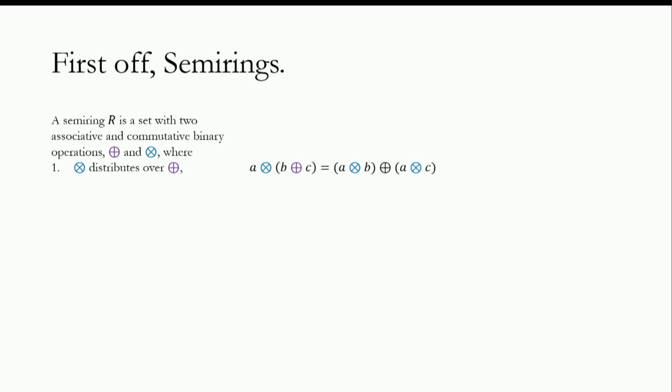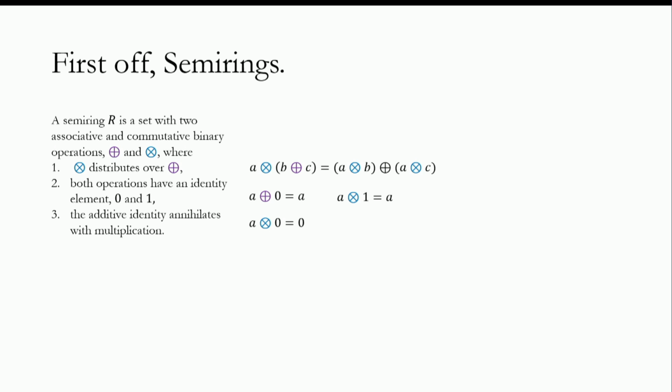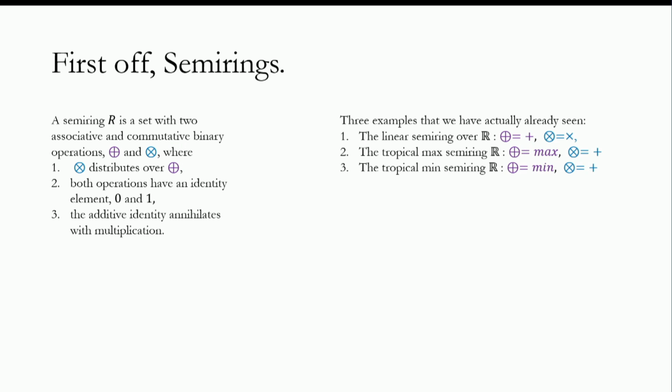With the standard rules, basically. So it's like a ring. So times distributes over plus. Okay. Both operations have an identity element. The additive identity annihilates with multiplication. So it's basically a ring, which you just don't necessitate the existence of inverse elements. Okay. And we've already seen 3 examples of semirings. We've seen the linear semiring, so that's just the normal real numbers with normal addition, normal multiplication.